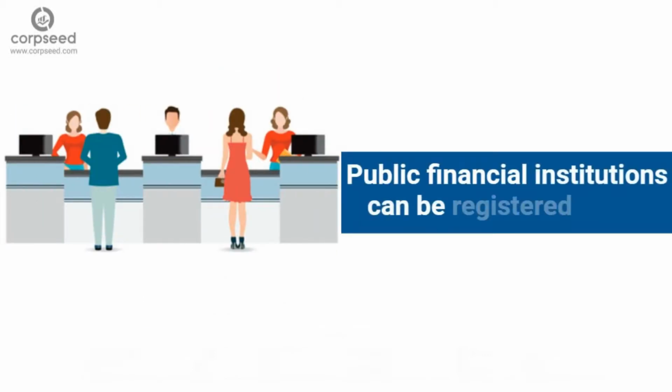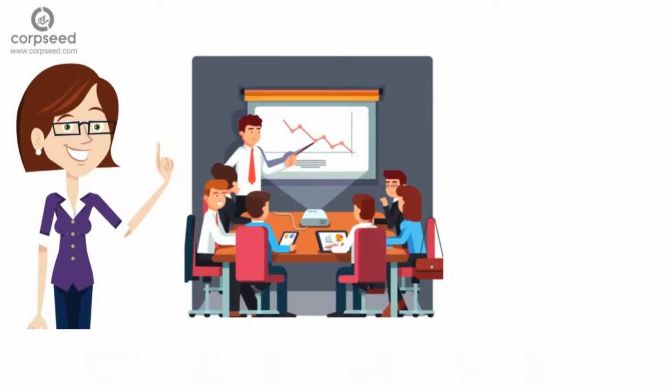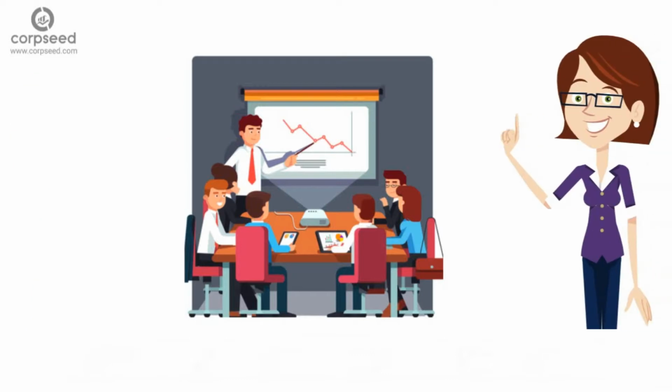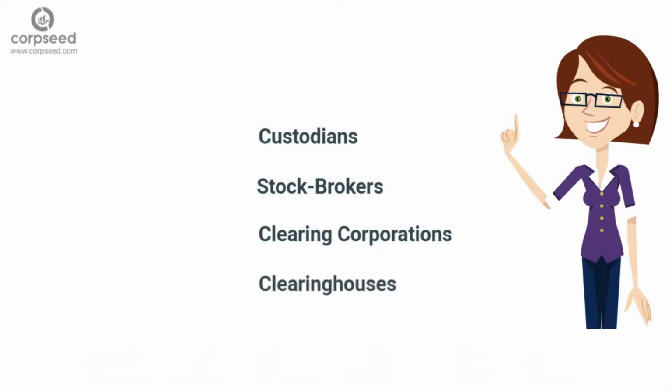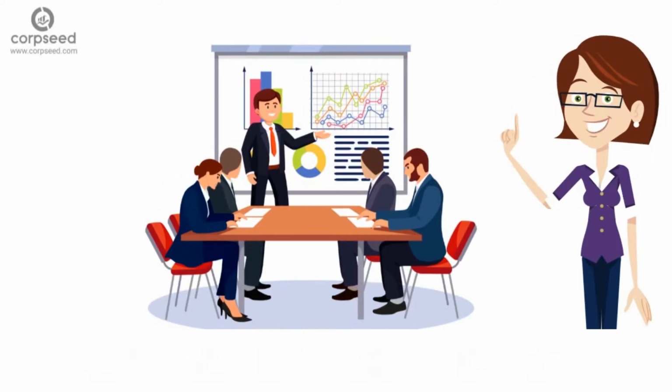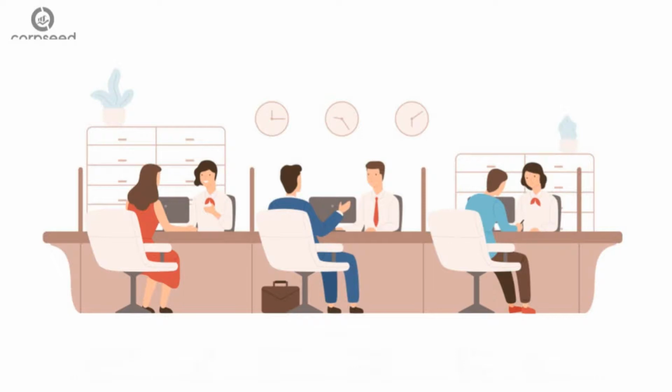Public financial institutions can be registered as DP. Public financial institutions, scheduled commercial banks, foreign banks operating in India with the approval of the Reserve Bank of India, state financial corporations, custodians, stockbrokers, clearing corporations, clearing houses, NBFCs, and registrars to an issue or share transfer agents complying with the requirements prescribed by SEBI can be registered as DP. Banking services can be availed through a bank branch, whereas depository services can be availed through a depository participant.